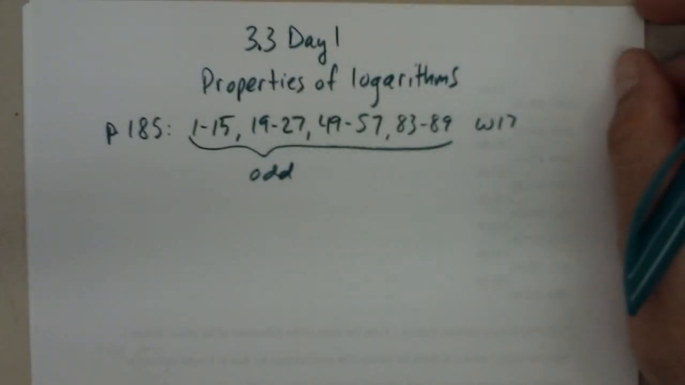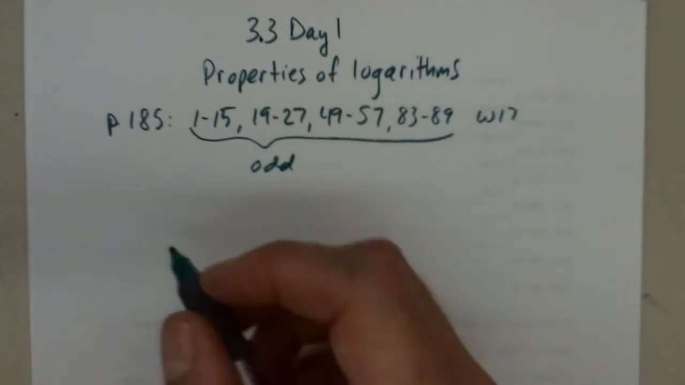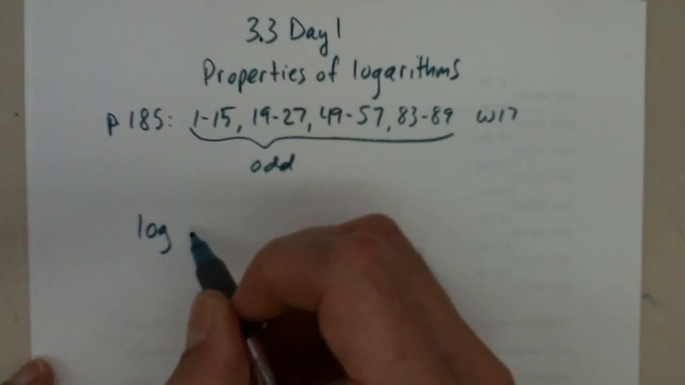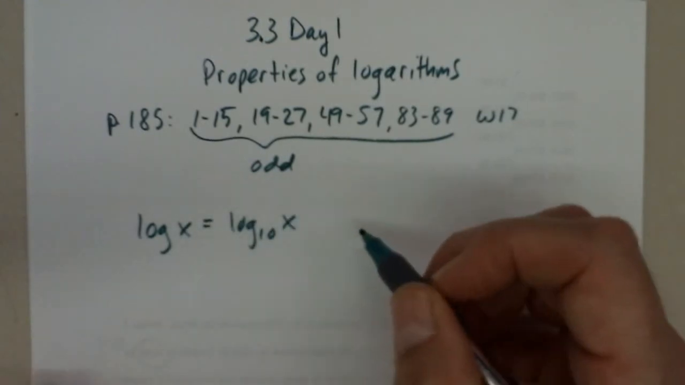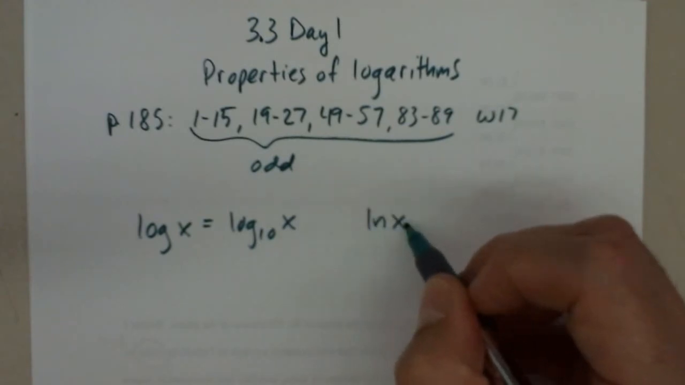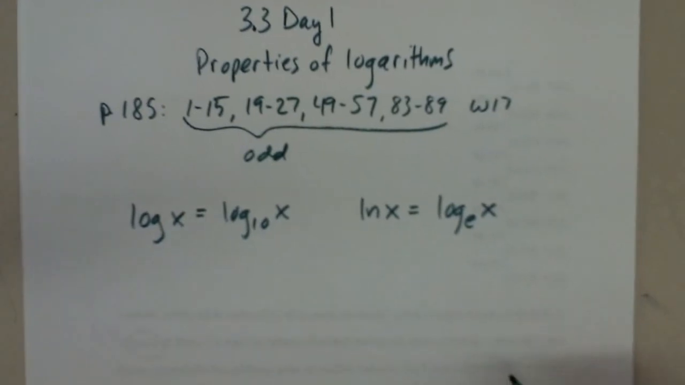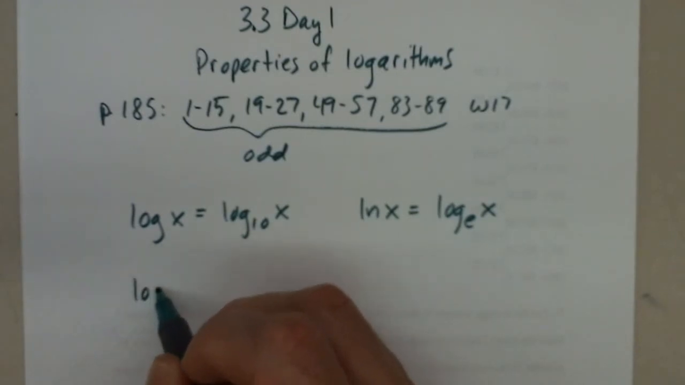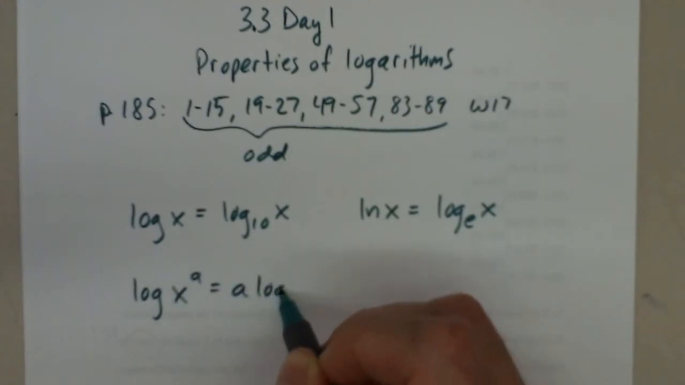Today we'll go over the properties of logarithms. So we know that log of x is the same as log base 10 of x. Natural log of x is the same as log base e of x. And the properties are: log of x to the a is the same as a log x.